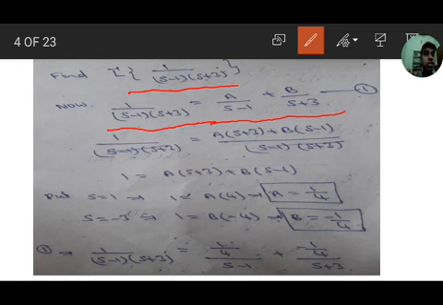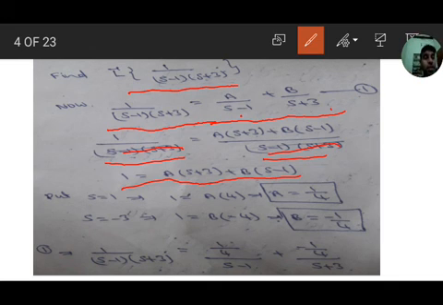Okay. In this, we have to find the values of A, B. That is 1 by s minus 1 into s plus 3. Here on the RHS, the LCM is s minus 1 into s plus 3. We get A into s plus 3 plus B into s minus 1. The denominator cancels. We get 1 equals A into s plus 3 plus B into s minus 1.